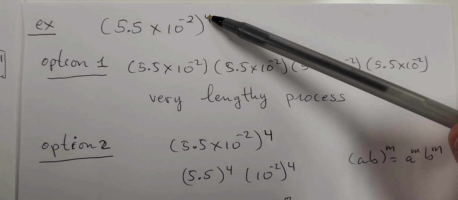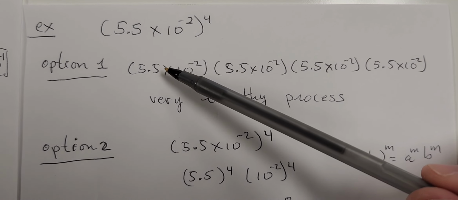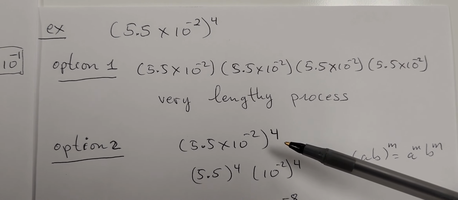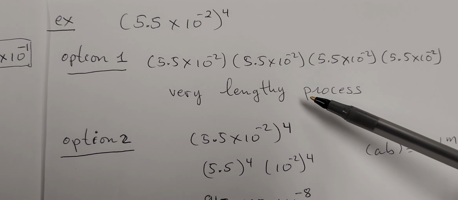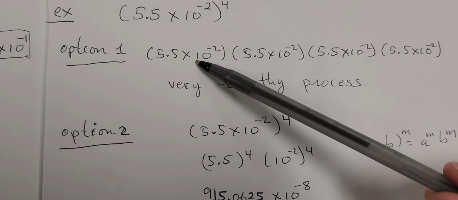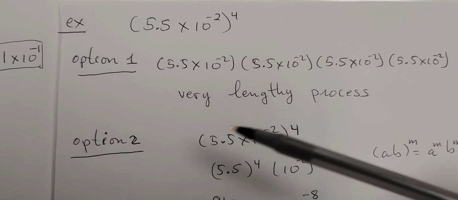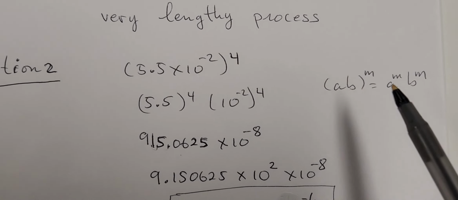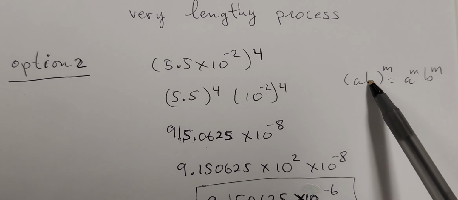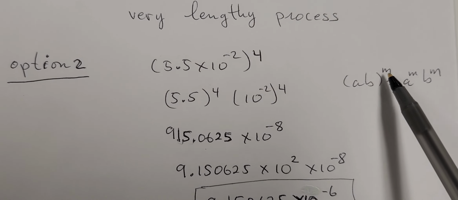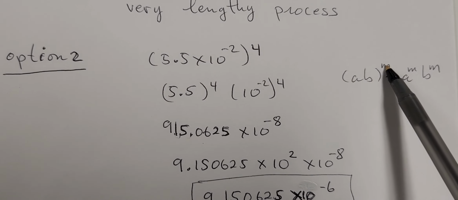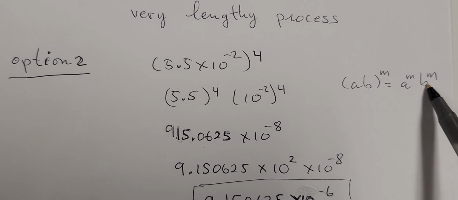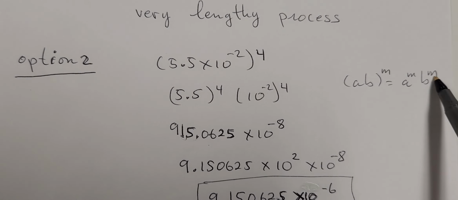What happens if this number was 10? You're going to do 1, 2, 3, 4, all the way to 10. That's a very long process. It's a lengthy process. But that's option 1. However, option 2, we're going to use power rules. So here we go. Based on the power rule, if I have multiple items inside the parentheses, I will distribute the power. So (ab) to the m is a to the m, b to the m. And that's what I have over here.